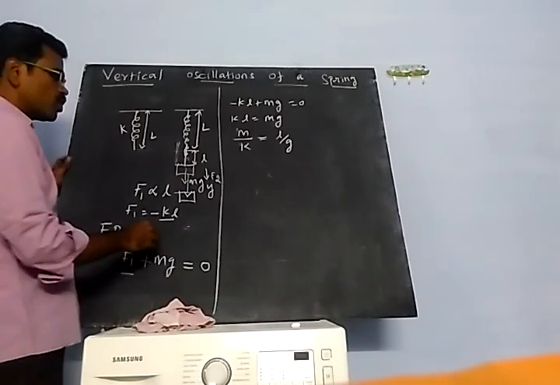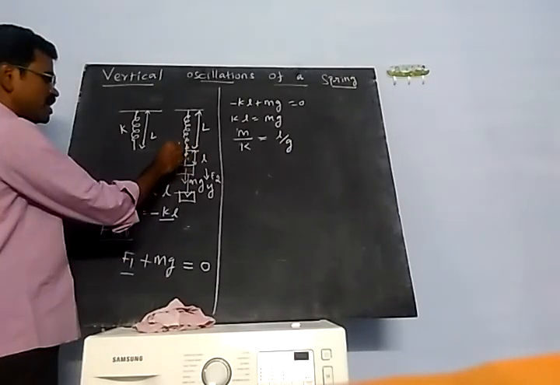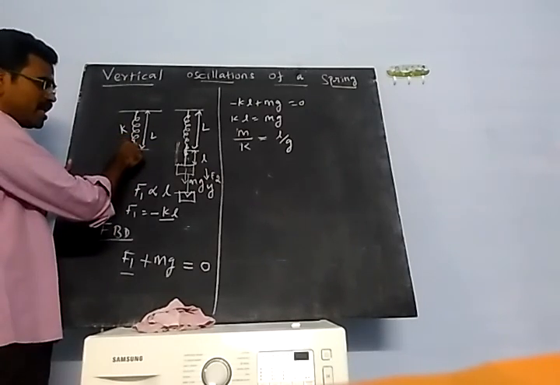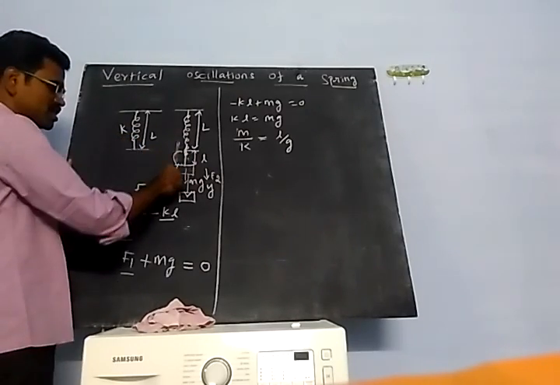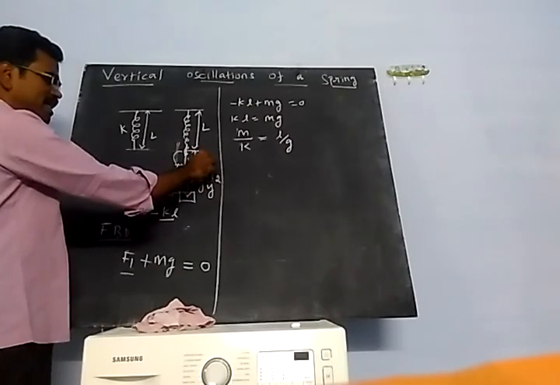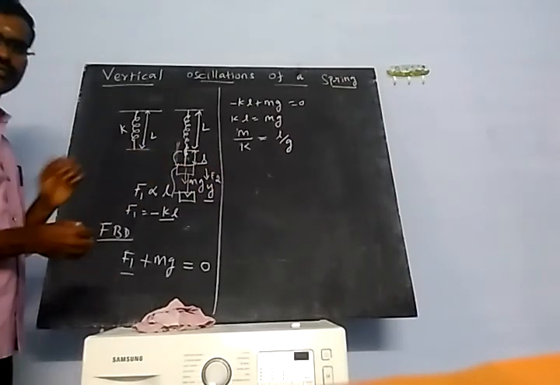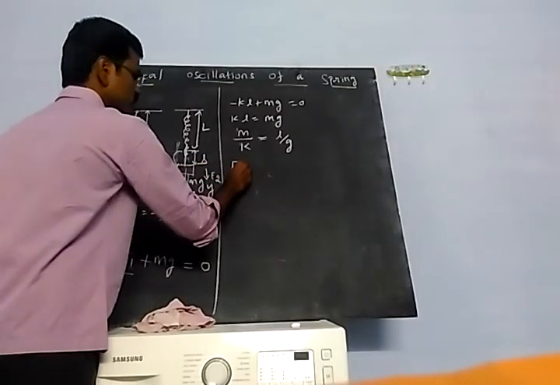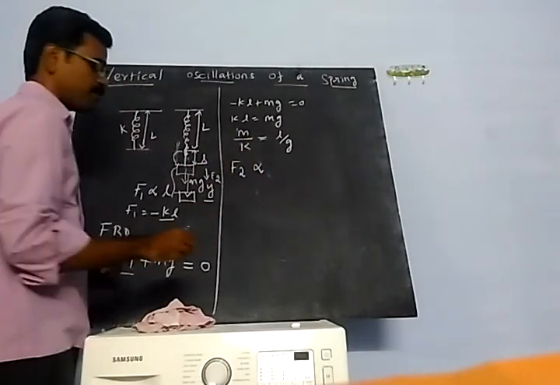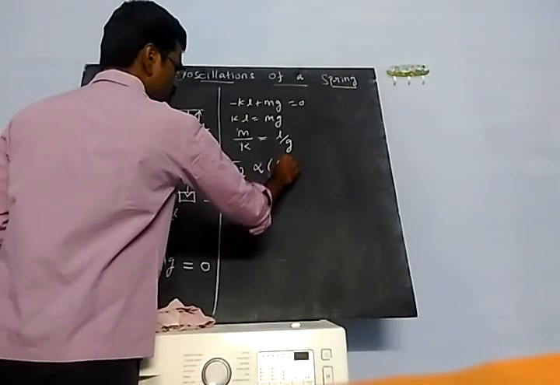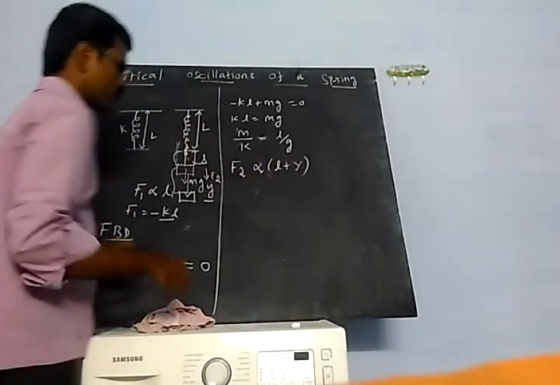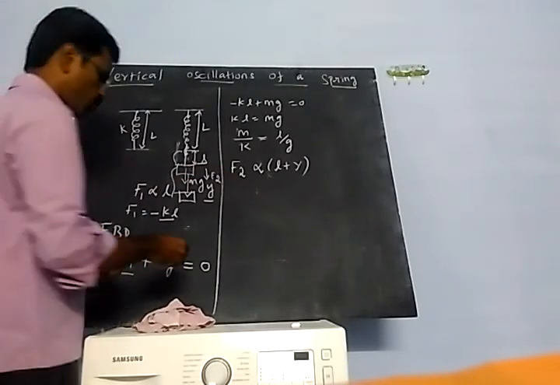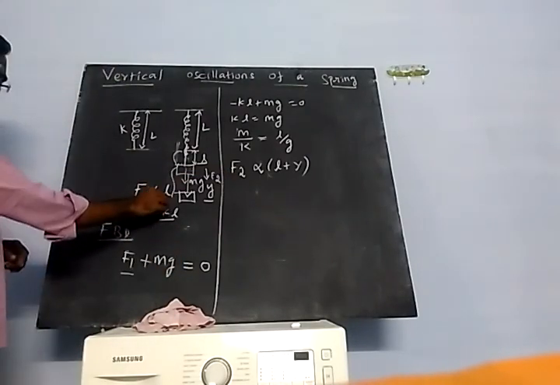So totally how much distance will it be displaced? The actual length of the spring is capital L, and totally it will be displaced by small l plus y. This force F2 is directly proportional to l plus y, while F1 is directly proportional to l.